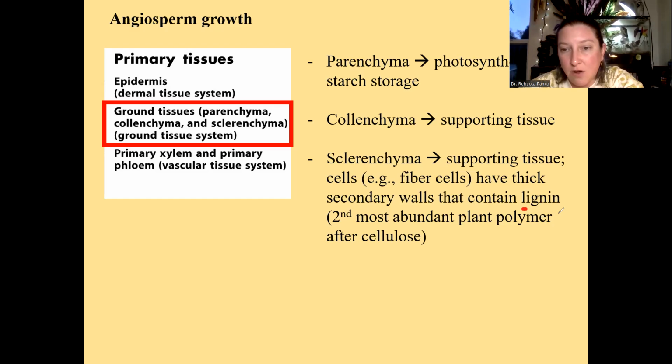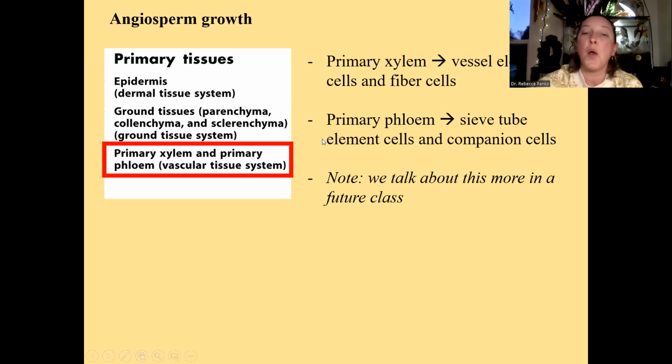They contain this thing called lignin. I don't really care if you know about that so much. Just so you know, though, like I said, parenchyma cells are the most abundant cell type in plants. It's the type of cells that do photosynthesis and store starch. And then you have two types of supporting tissue, collenchyma and sclerenchyma, both of which help support the plant.